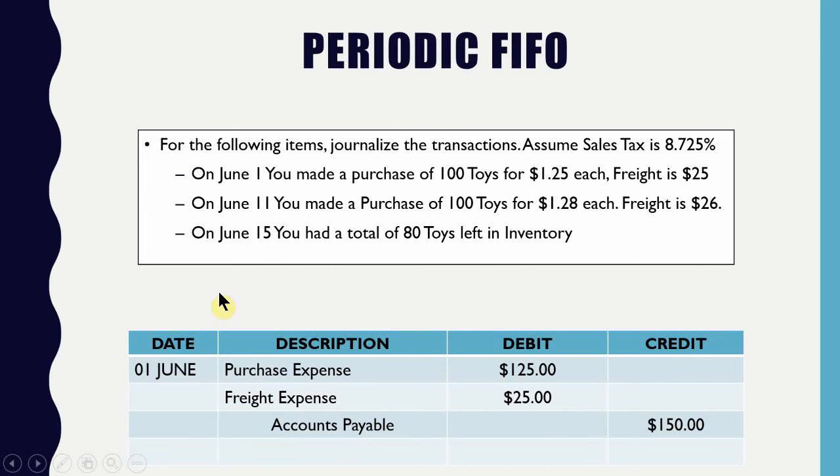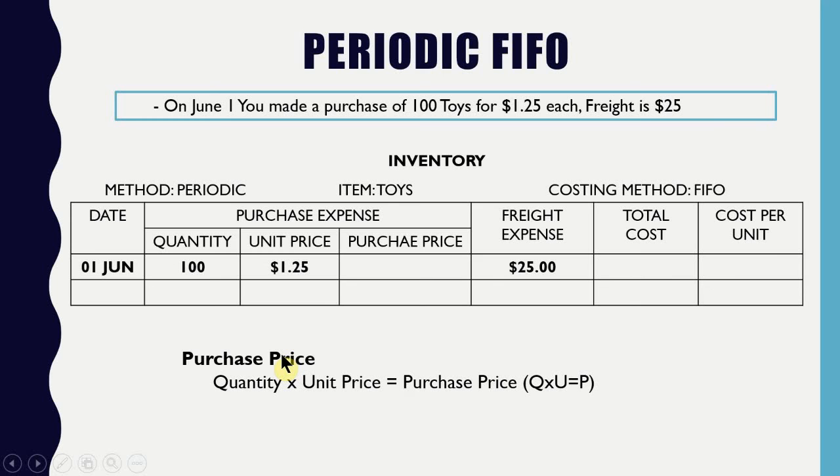Now the next page is going to introduce what happens when we work with an inventory worksheet. On June 1st, here is where we're looking at this. We're going to be putting in the date, the quantity, the unit price, and then our freight expense. Again, now we have to fill out the rest of the table, and this is where the formulas come in. So how do you find purchase price?